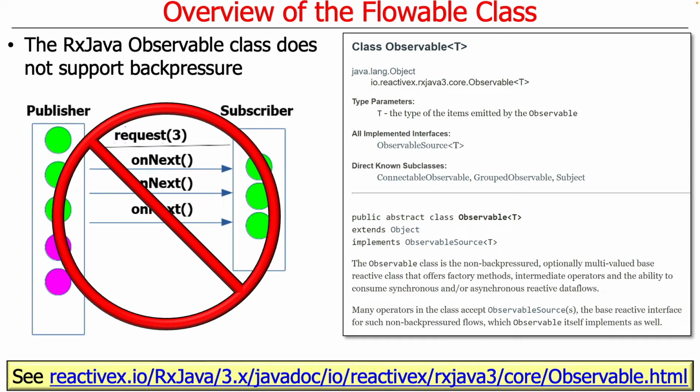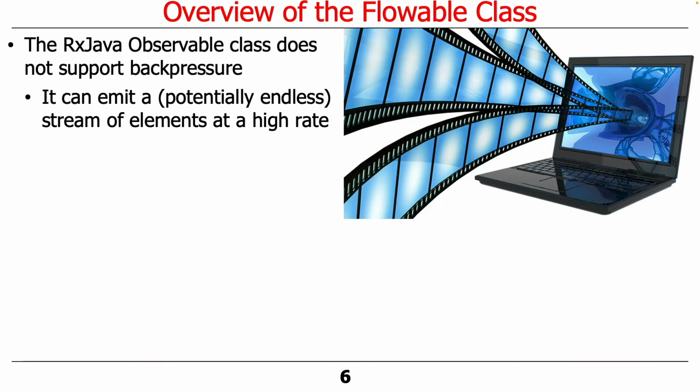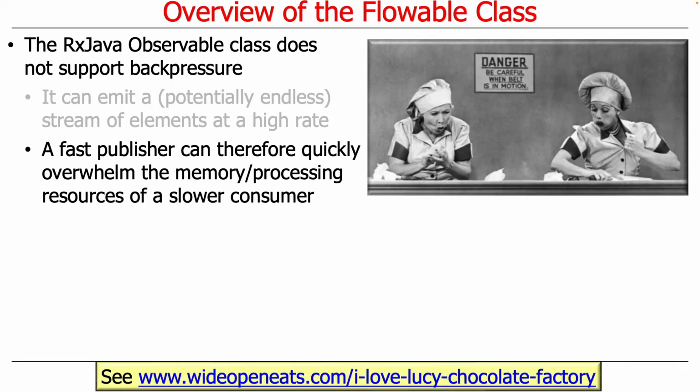So the Rx Observable class that we've been talking about up to this point does not support back pressure, at least not anymore. It supported it mildly for a while, and then they refactored the code, as we'll talk about here in a second. It can therefore emit a potentially endless stream of elements at very high rates, basically blasting them out as fast as they can be published. And therefore, fast publishers can quickly overwhelm the memory and/or processing resources of slower consumers.